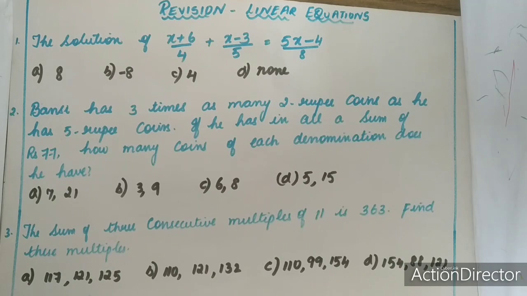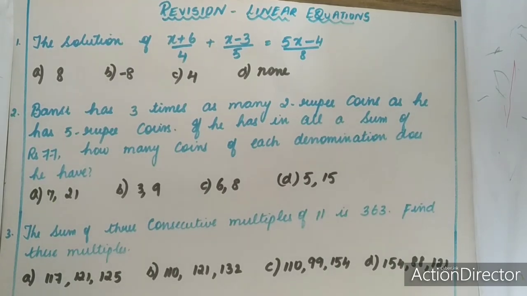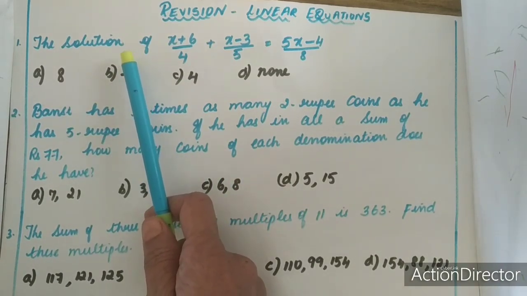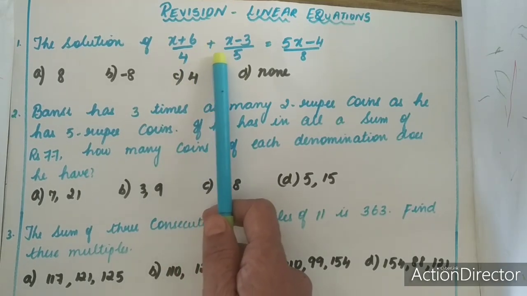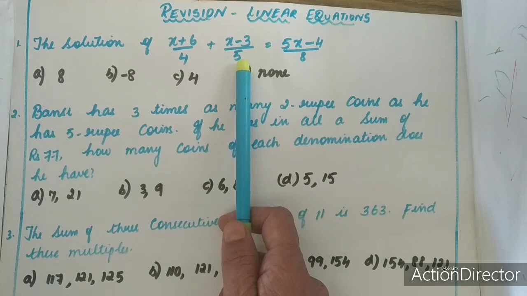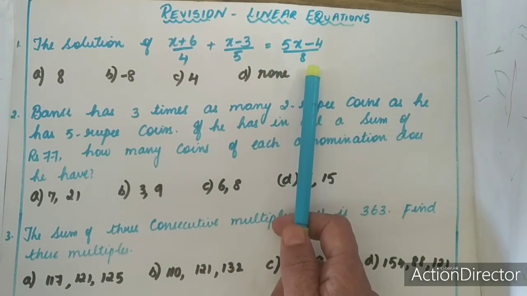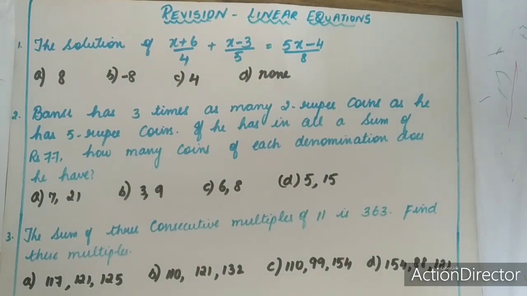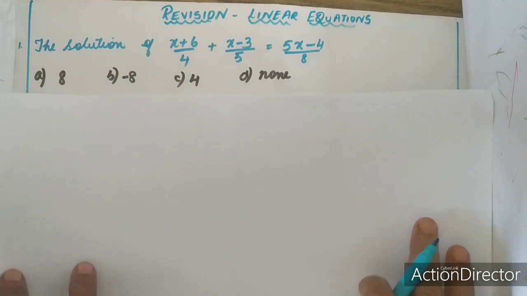Today let us revise some of the MCQ questions of the chapter Linear Equations. The first question: you have to find the solution of (x plus 6)/4 plus (x minus 3)/5 equal to (5x minus 4)/8. The answers are 8, minus 8, 4 and none. So now first let us solve the first question and find out the answer.